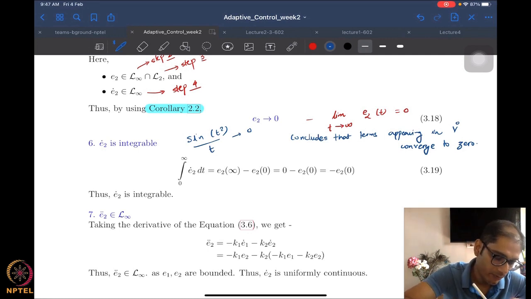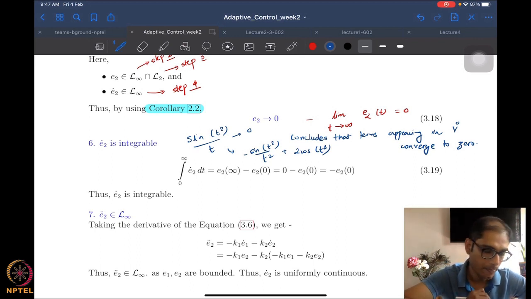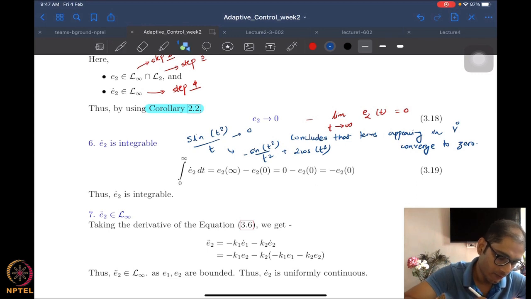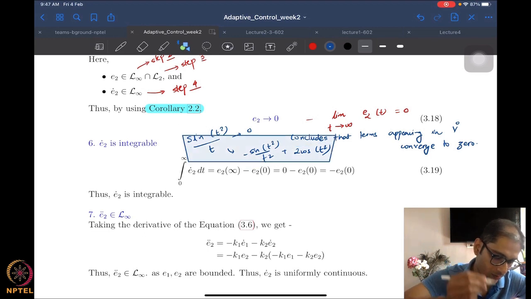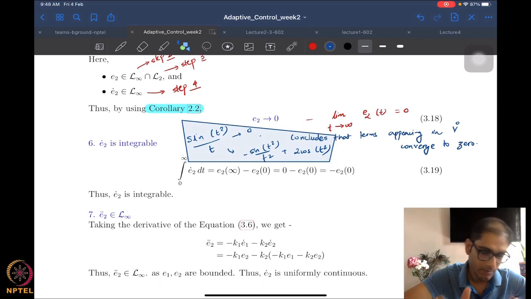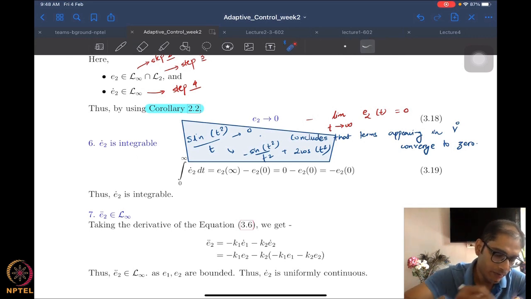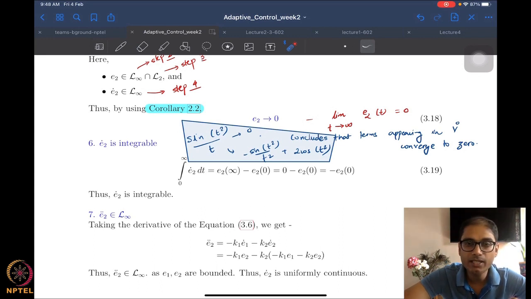But if I take the derivative, minus sine t squared over t squared plus 2 cosine t squared has no limit as t goes to infinity. So this funny looking box is sort of what we proved: just the fact that a signal goes to 0 does not mean that its derivative is going to converge. And so this is exactly what we start to do in this next step.